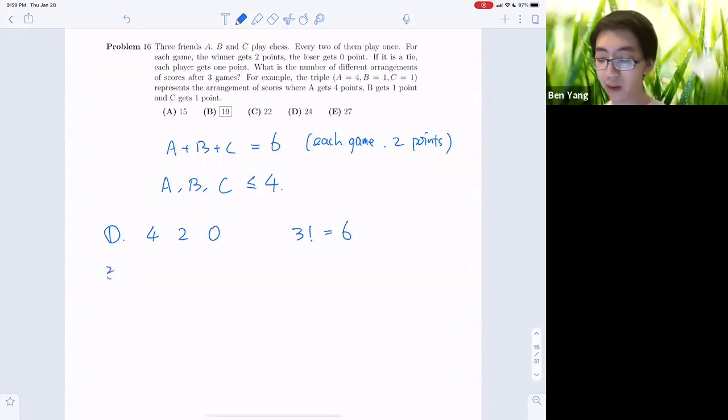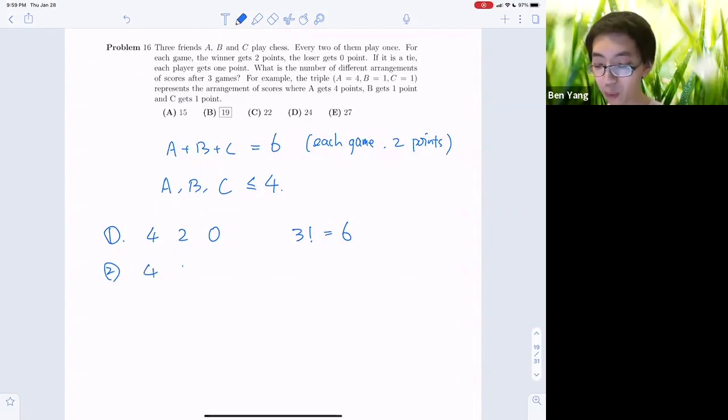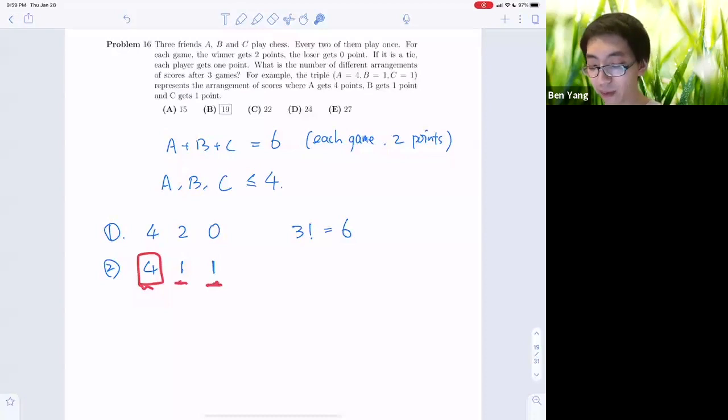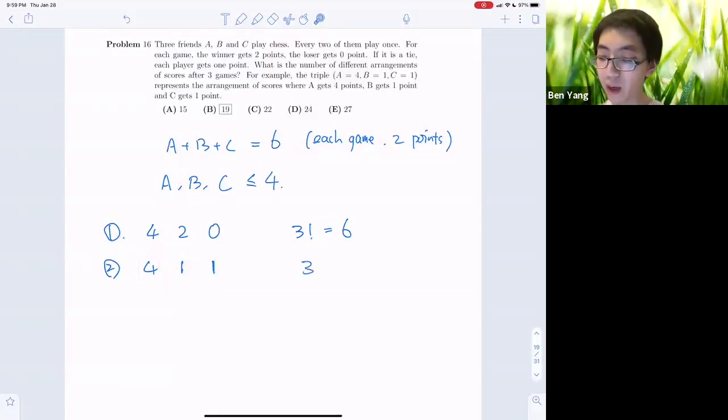Second case, the largest of A, B, C is still 4, but then it could be 1 and 1 for the rest of the 2 scores. This is also possible, right? Because this guy can win 2 games, and for the 3rd game, it's a tie. So there are 3 cases there. Because A, B, and C, any of them can get this 4 points. So 3 cases.